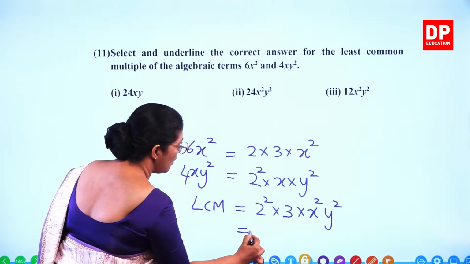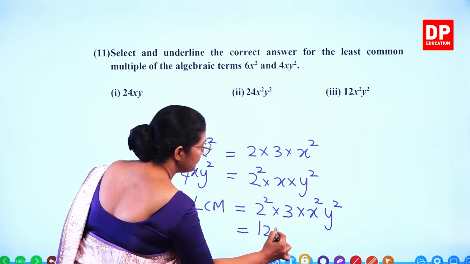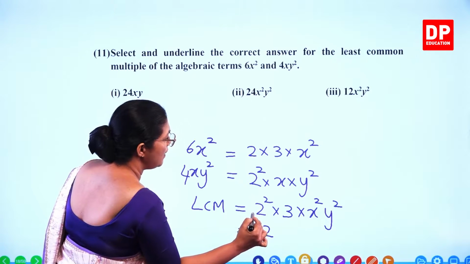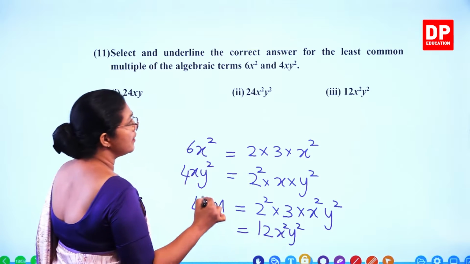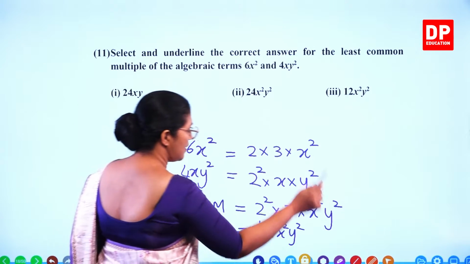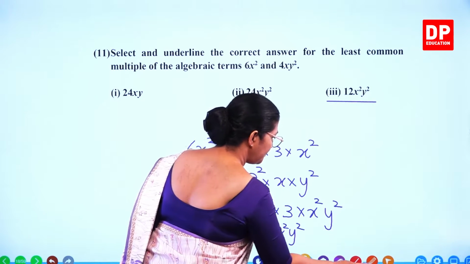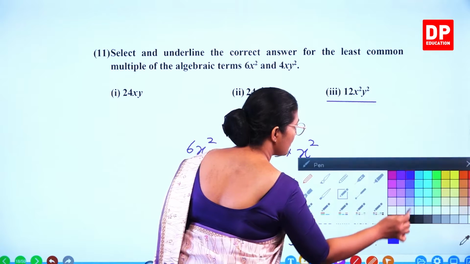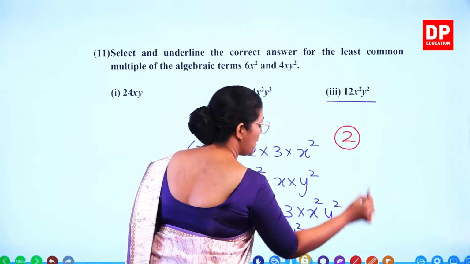So what's the lowest common multiple? 4 times 3, 12. 12x squared y squared. So the answer is the third one. So you can underline that. So you get 2 marks for finding the lowest common multiple.